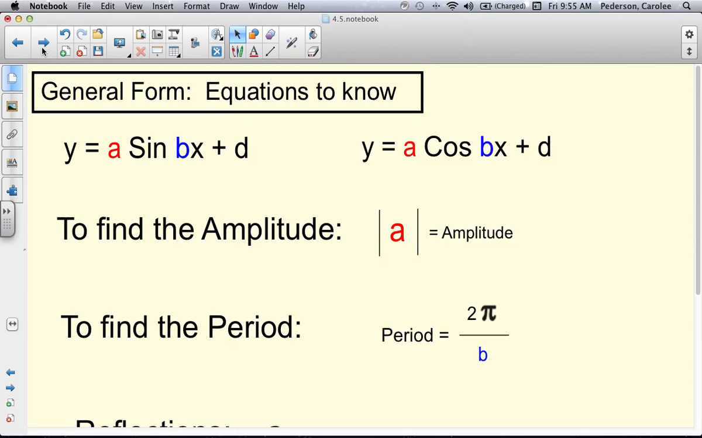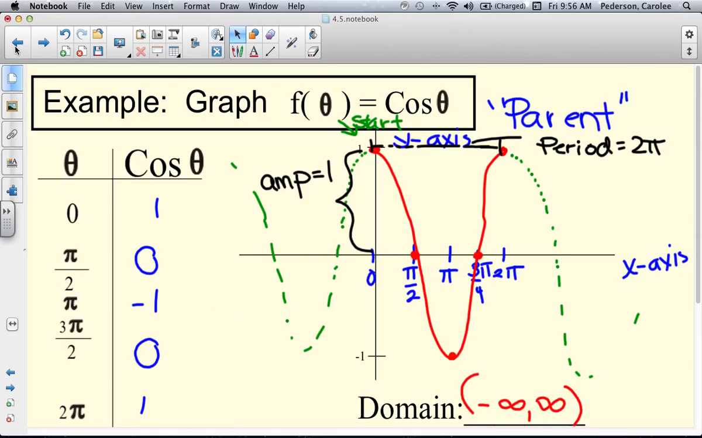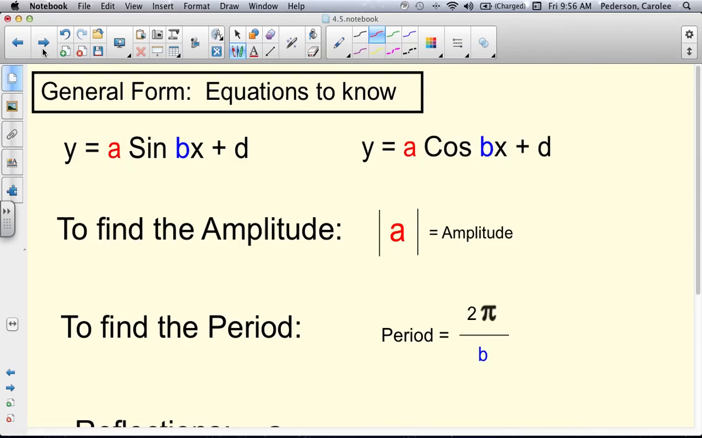So the red piece helps us to tell how tall the curve is. That's the amplitude. And you cannot have a negative amplitude height. So you always take the absolute value of that A. Well, in the sine and cosine function for the parent, the number was 1. So that's why the amplitude was 1.